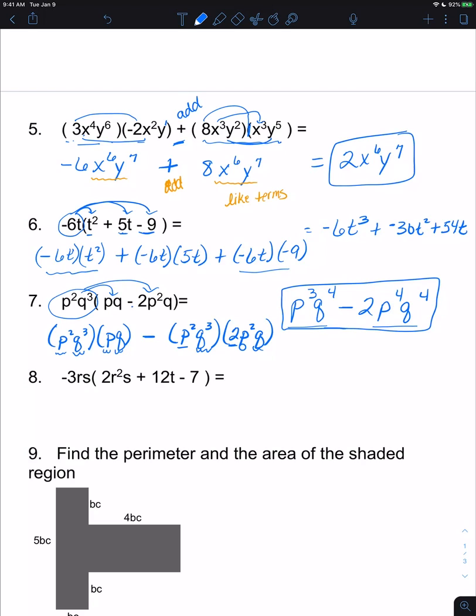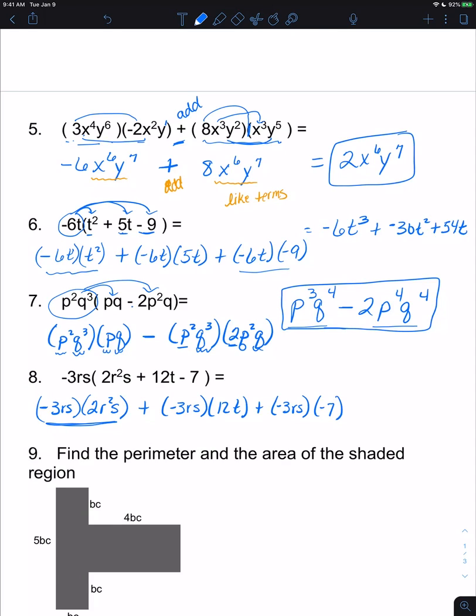Okay, so we're going to do the same thing again. Negative 3rs times 2r squared s plus that negative 3rs times the 12t plus negative 3rs times that 7. Okay, so we're going to multiply each term out. Here we go with this one.